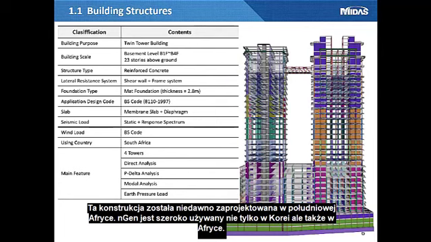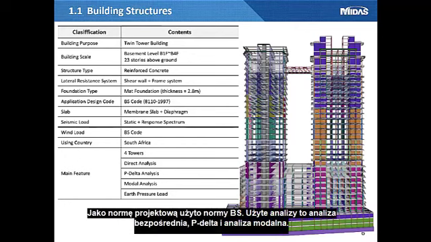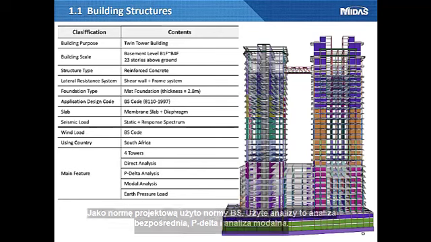This structure was recently designed in South Africa. nGen is used not only in Korea but also in Africa. As a twin tower, it is impressive that the mat foundation is very thick. The design code was applied. Direct analysis, P-delta, and modal analysis were performed.